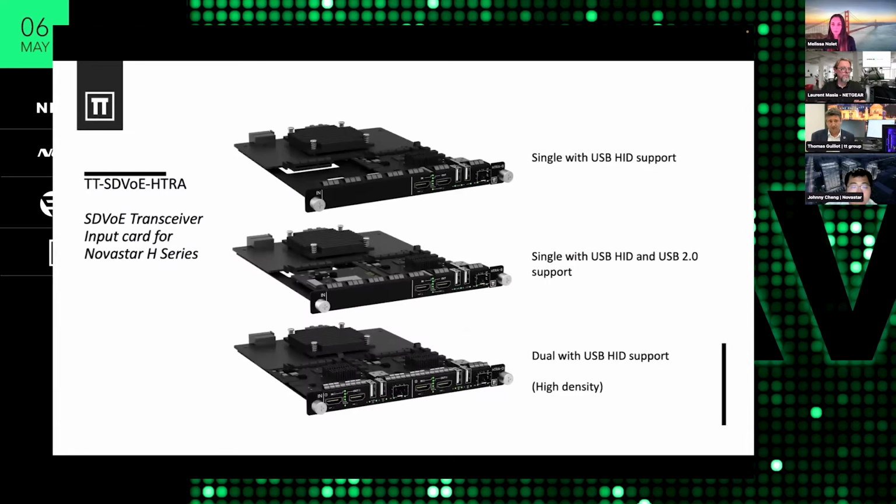And this card comes in 3 versions. So you have a single in and out HDMI.